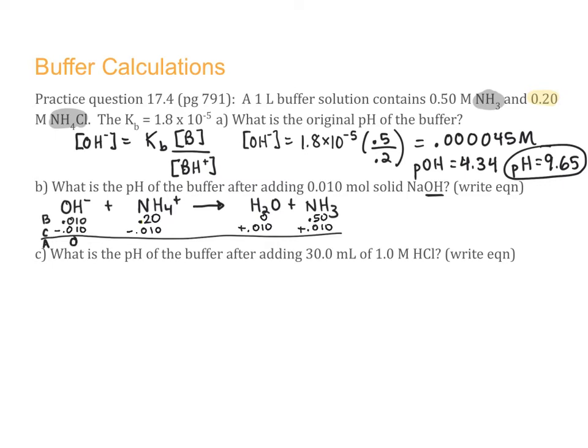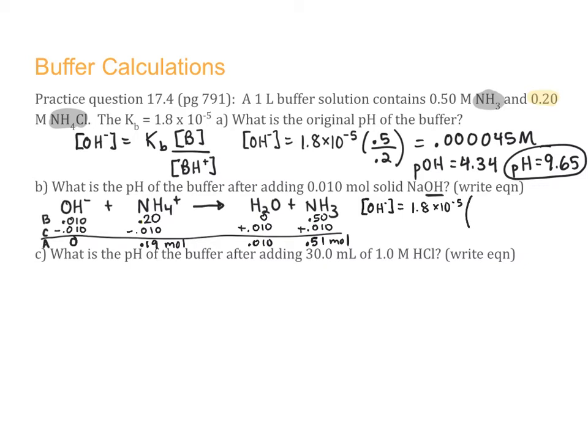So we have no hydroxide left. That's the point. The buffer's trying to get rid of that. We have 0.19 moles of NH4. We have made some water, which we're not going to really care about, and we have 0.51 moles of NH3 now. I'm going to assume that the volume is still essentially 1 liter, and it said we added solid NaOH, so that's not going to change the volume much. So we will calculate the new pH again using the buffer equation.